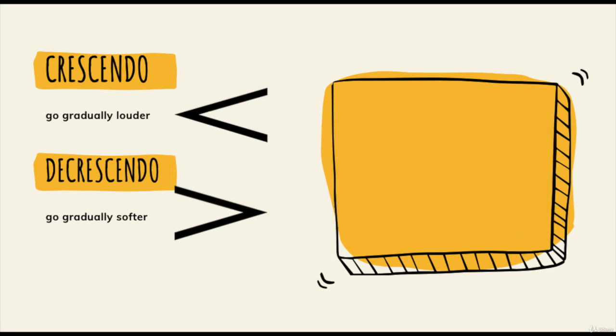Decrescendo is the opposite. The symbol closes at the end, hence you need to go softer and softer, and at the end you need to almost disappear.